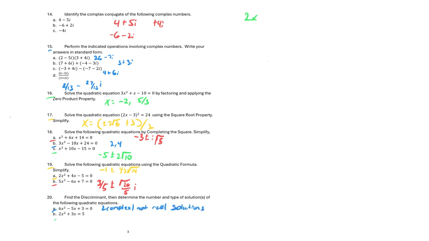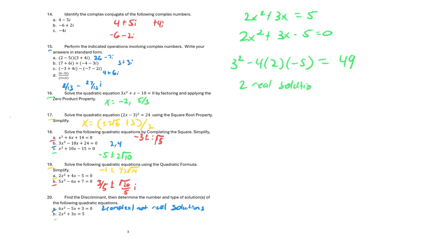And this one is 2x squared plus 3x equal to 5, so we need to have some setup. It is equal to 0. Now we can find the discriminant, which would be 3 squared minus 4 times 2 times negative 5. And when we put that into our calculator, we should get 49. This indicates 2 real solutions.